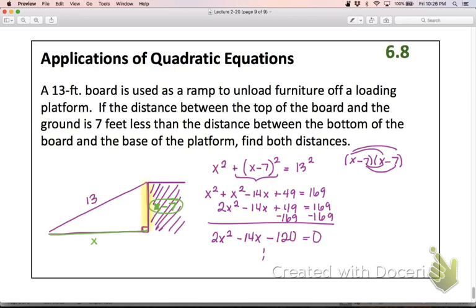And from here you would factor it and solve it just the way that we've done all the other factoring problems. But it's getting it set up that's a little bit tricky. So those are just a couple of applications of quadratics that will be good for you to have in your back pocket.